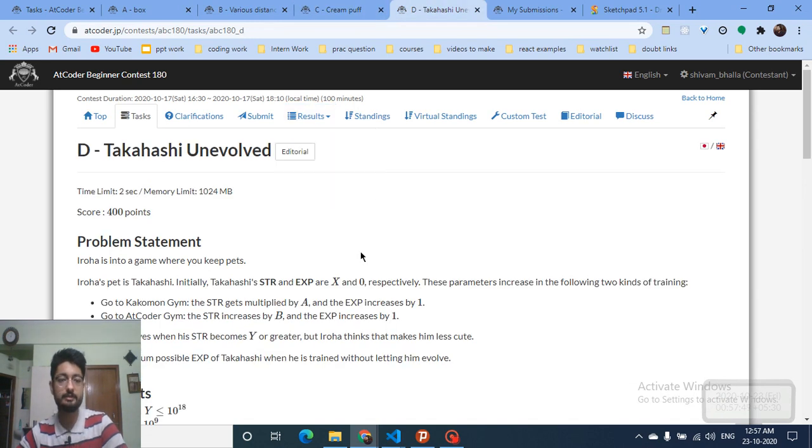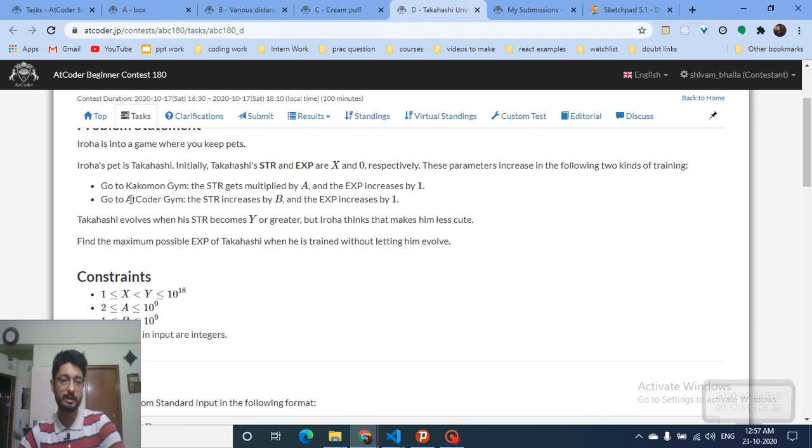The fourth problem is a good problem in which you are given that you have some pet. The pet has two things, Takahashi's strength and experience. So the pet has some strength and experience. Initially the strength is X and the experience is 0. So initially the pet has 0 experience and X amount of strength.